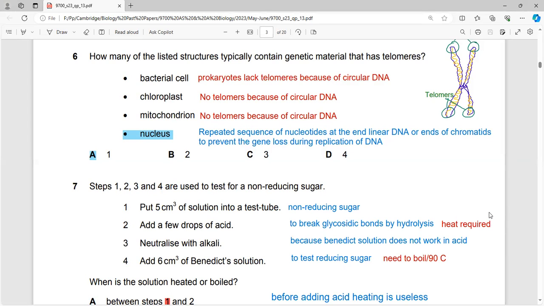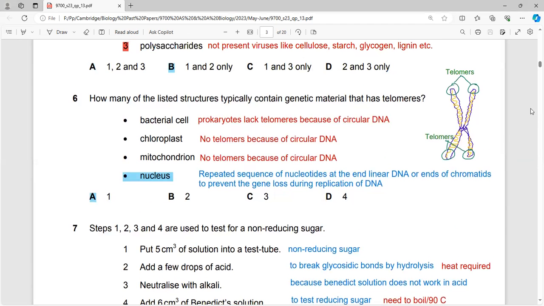What about in the nucleus? We have a linear DNA, which is making chromatids. These chromatids link together and they make chromosomes. And these chromosomal ends contain telomeres. So you can see the end of the chromatid. There is a repeated sequence of nucleotides, meaning guanine and cytosine is repeating again and again. So this prevents gene loss during the replication of the DNA.